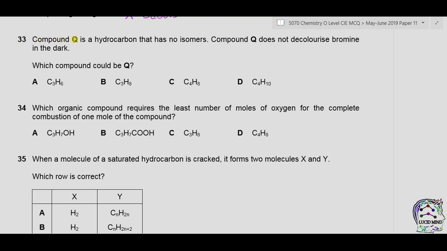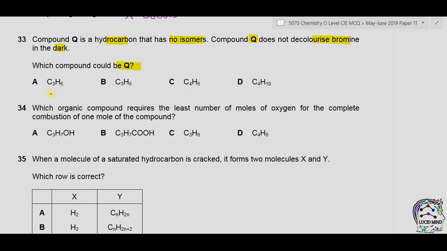Question 33. Compound Q is a hydrocarbon that has no isomers. Compound Q does not decolorize bromine in the dark. Which compound could be Q? Let's look into the options. We only have carbon and hydrogen compounds.